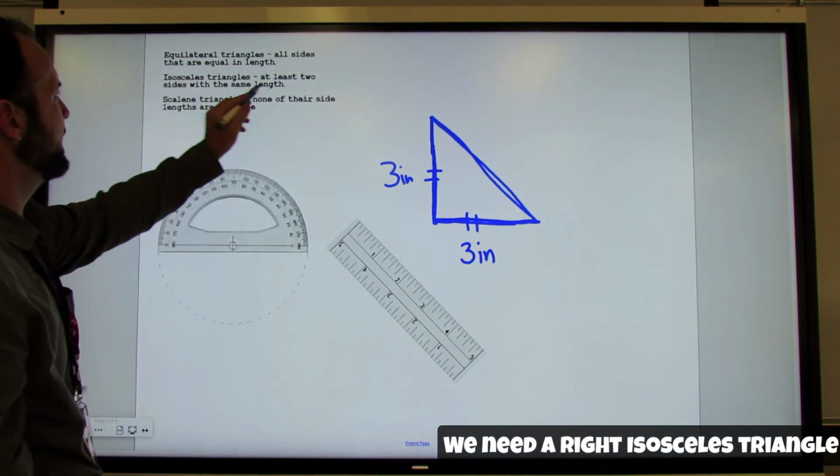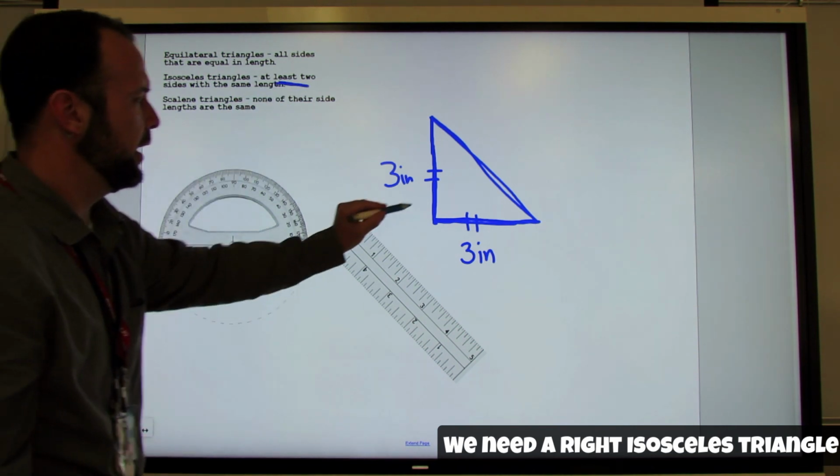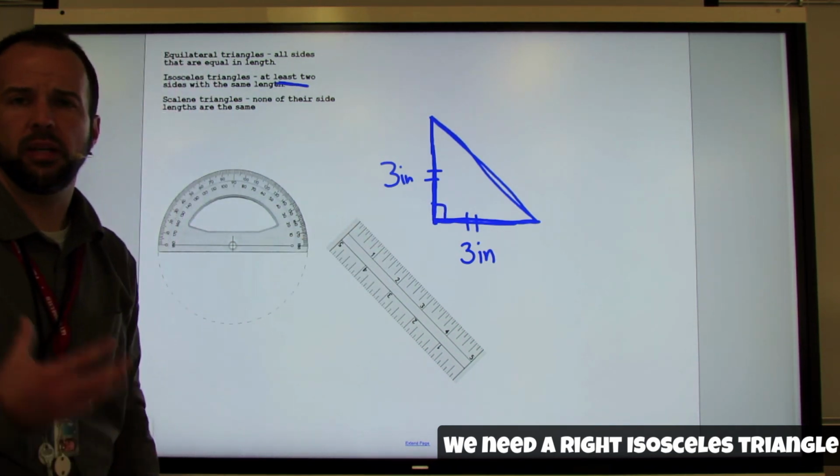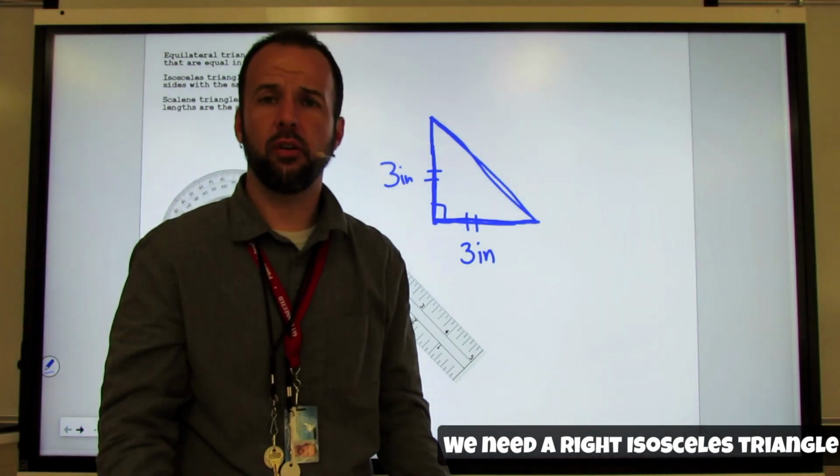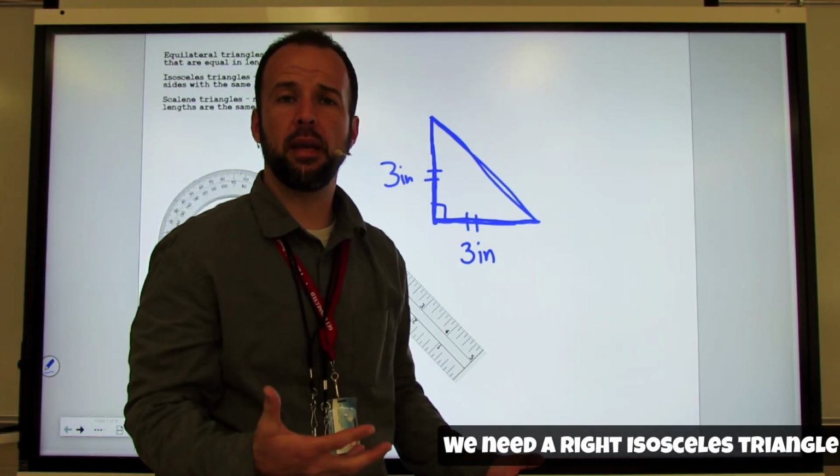3 inches there. So that makes it an isosceles triangle. It also has a 90-degree angle here. So it is a right isosceles triangle. So our first customer is going to be happy. We made a triangle for him.